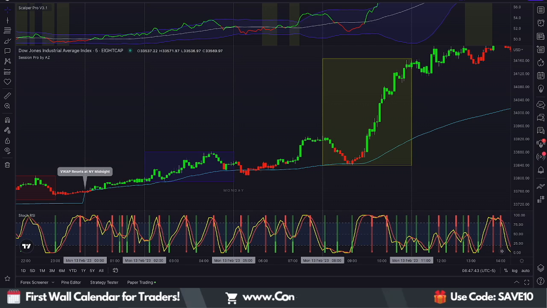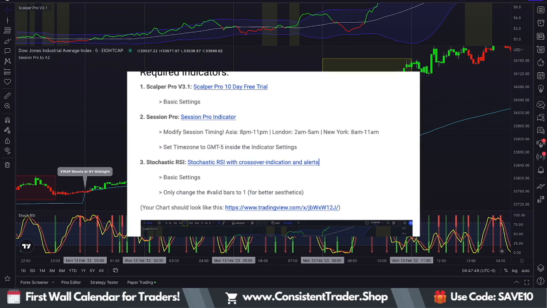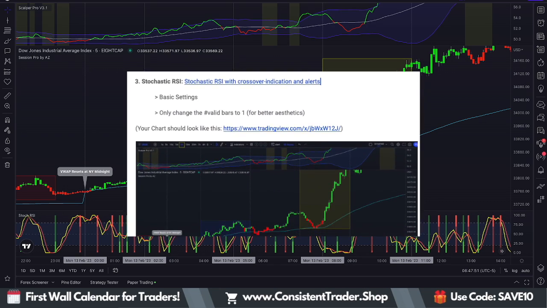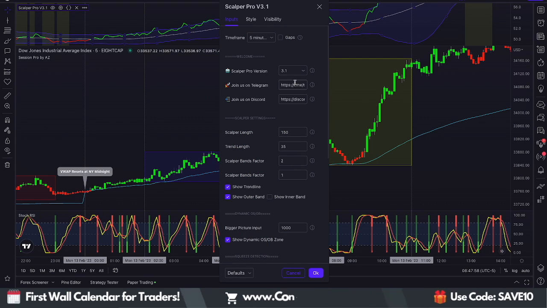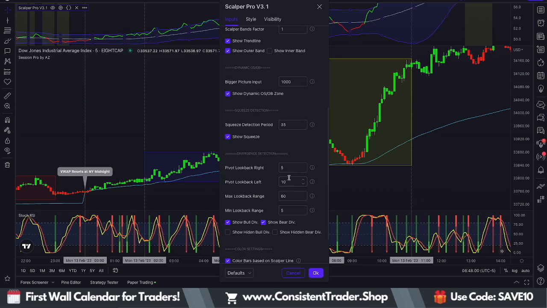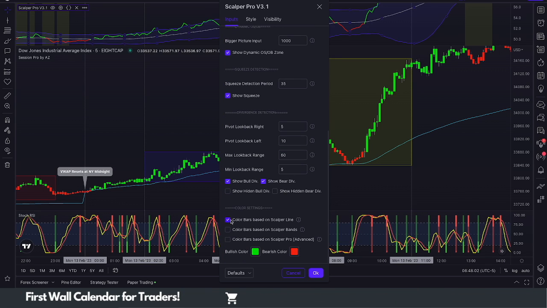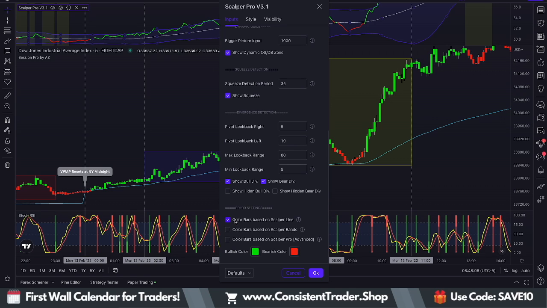The first and most important step right now is to set up our charts properly. Therefore, I created a little Google document. The link for that is in the description box below, where you will find all the links to all the required indicators. I will simply go over it. We use the Scalper Pro with basic settings. The most important setting right here is that we want to color the bars on the scalper line. This is the only important setting that you have to check and that has to be activated.